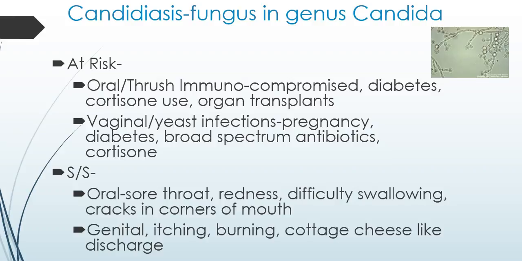Vaginal yeast infections occur more often when women are pregnant because the hormones vary, if they have diabetes, or if they're using broad spectrum antibiotics or cortisone. So the signs and symptoms of oral fungus infection or thrush include a sore throat, redness in the throat, difficulty swallowing, or cracks in the corner of the mouth. In genital yeast infection, the person who's infected might have itching or burning, and they'll have a cottage cheese-like discharge.